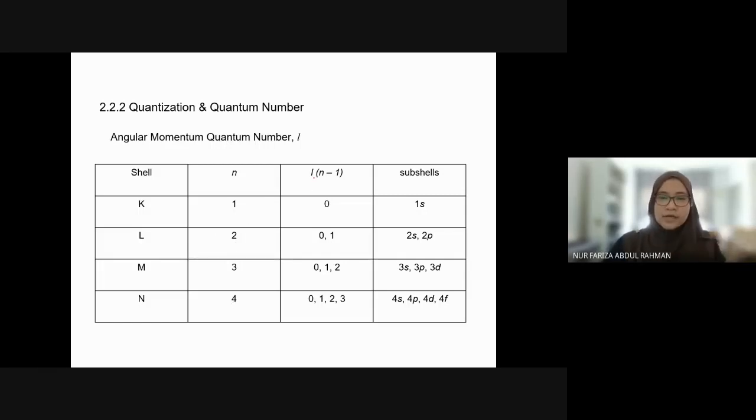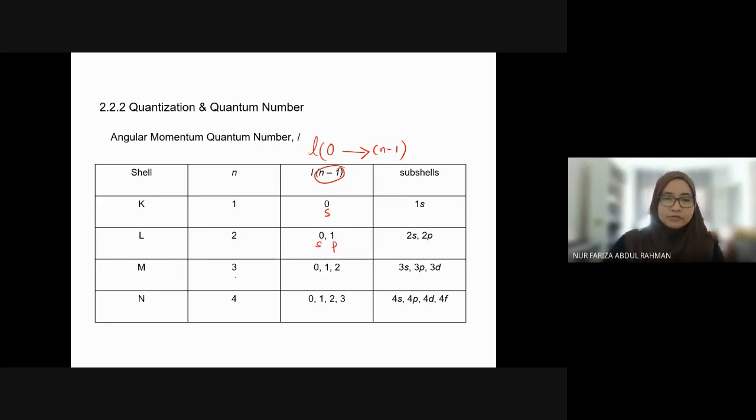Right. So how about the L? We know the formula to determine L is that it should be 0 until n minus 1. Maybe I can add it here in case you guys are confused. So if n is equal to 1, the L should only be 0, which is the S orbital. If n is equal to 2, which is the L shell, we have 0 and 1. So this is S, this is P.